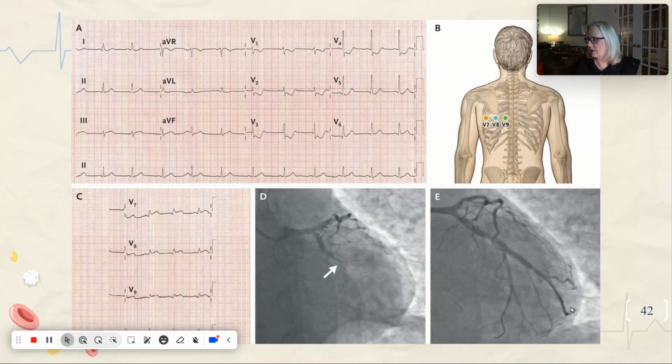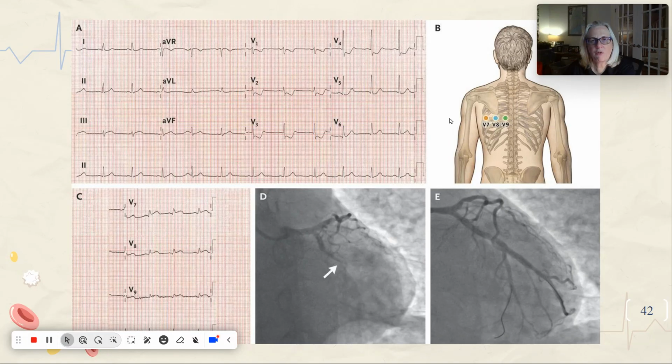Okay. So here's some pictures. This is kind of what a posterior MI looks like. It's a posterior MI, but this is a regular EKG that we did on the front. And you can see in V1, 2, and 3, we have this ST depression. Okay, and 4 actually, ST depression. They have all the signs and symptoms. So they're like, you know what? Let's just double check and make sure that it's not a posterior MI.